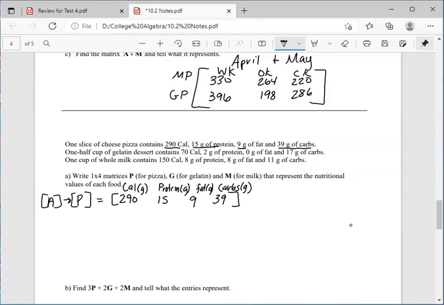It is important that on the next one, we start writing down the information about the gelatin, that you at least have it in the right order. In other words, you want calories, protein, fat, carbs. So they are in the right order. So 70 calories, 2 grams of protein, 0 grams of fat, 17 grams of carbs.